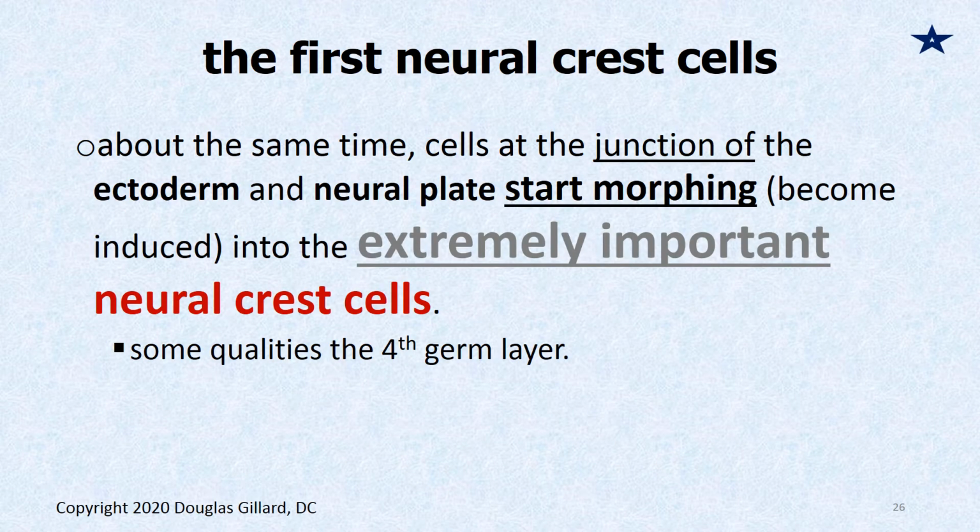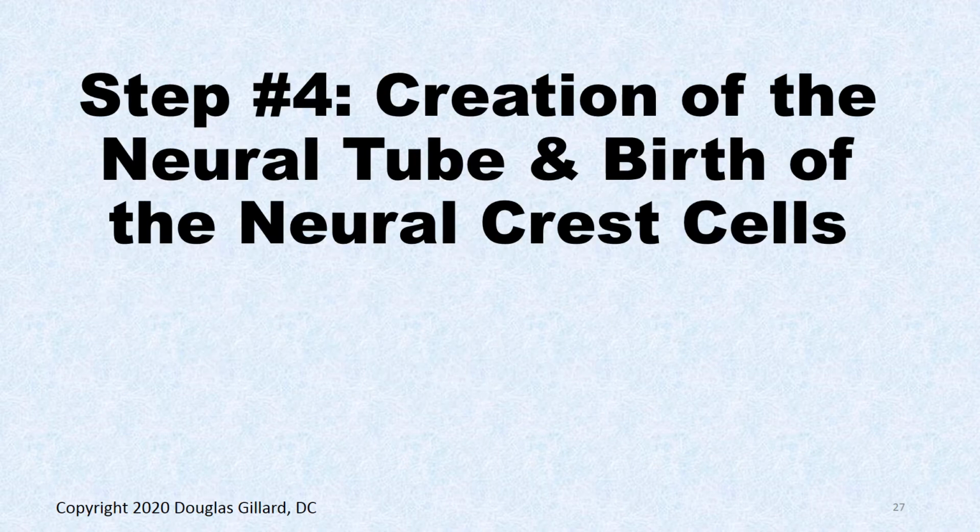So about the same time, cells at the junction of the ectoderm and neural plate start morphing. And then now we're talking about these neural crest cells. This is really, really important. These neuroectoderm cells, I've said several times, many authors call this the fourth germ layer because it creates so much tissue and so many neural structures. So I completely agree with that. We'll come back to those neural crest cells.